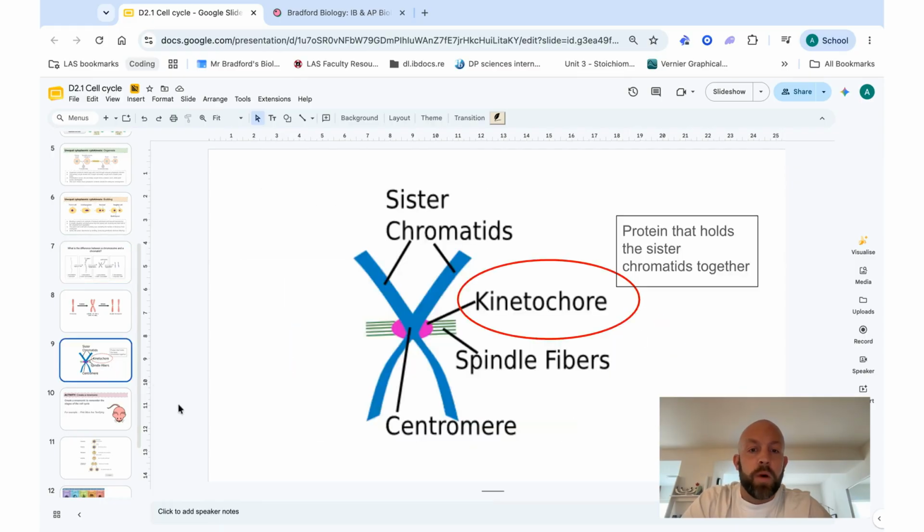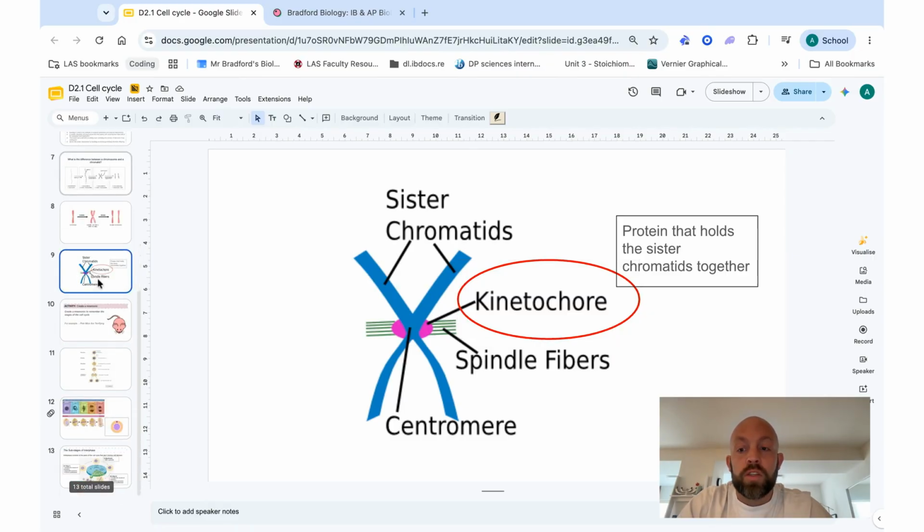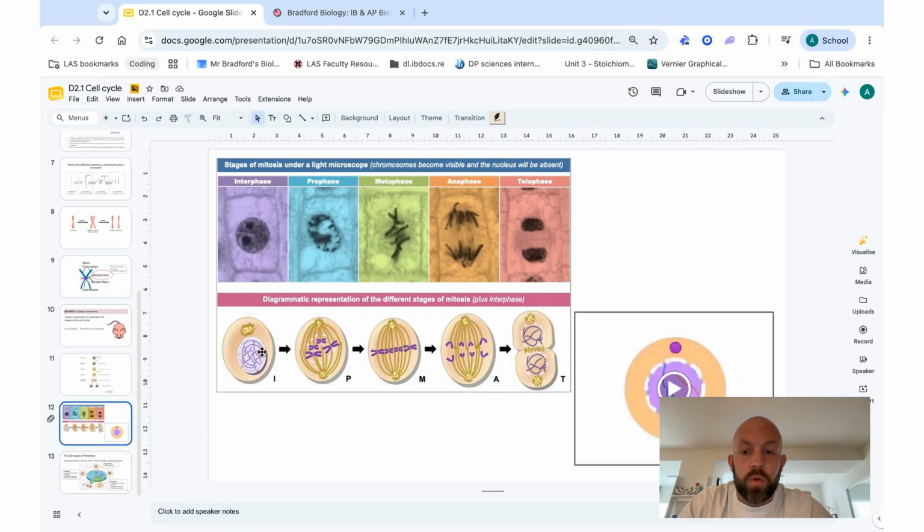We've got some other words. We've got a kinetochore, which is this protein that is forming the centromere. And it's just what's holding them together. And then when we go through the cell cycle, so here's a demonstration here. When the spindle fibers contract, so this is, we have our centromeres.